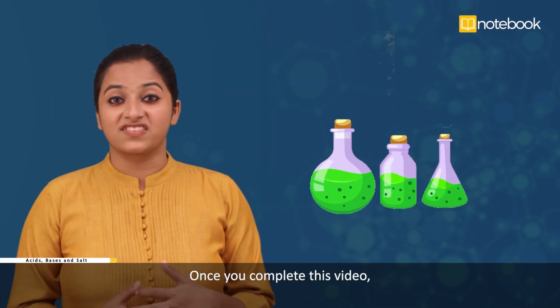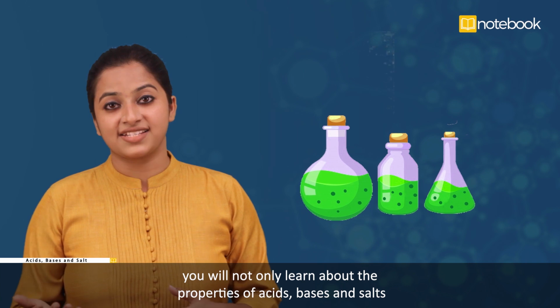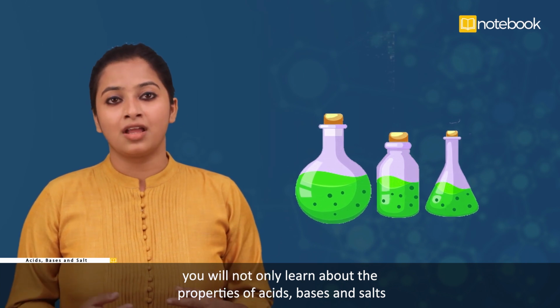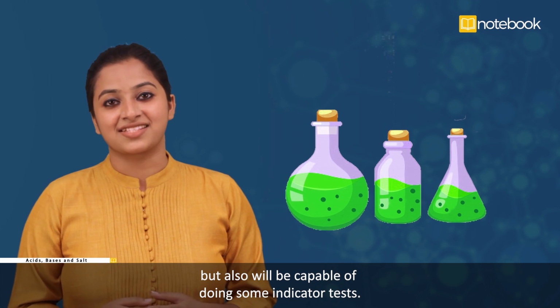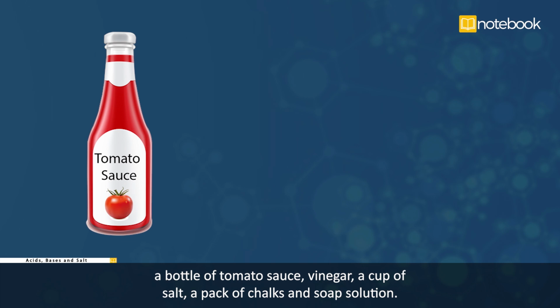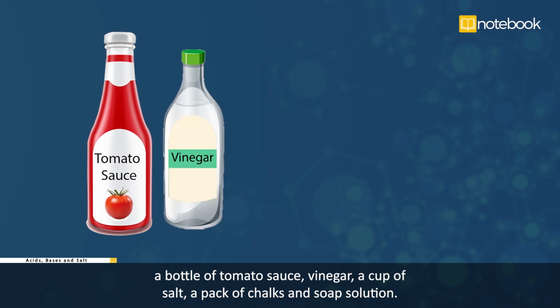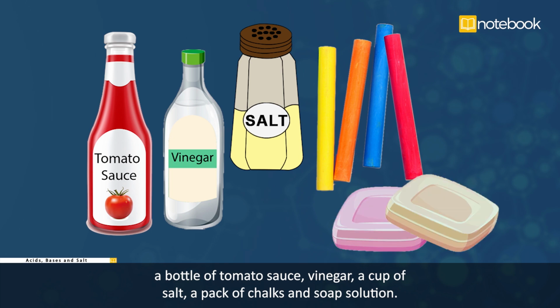Once you complete this video, you will not only learn about the properties of acids, bases and salts, but also will be capable of doing some indicator tests. Let's begin this video now with a few things that you see. A bottle of tomato sauce, vinegar, a cup of salt, a pack of chalks and soap solution.